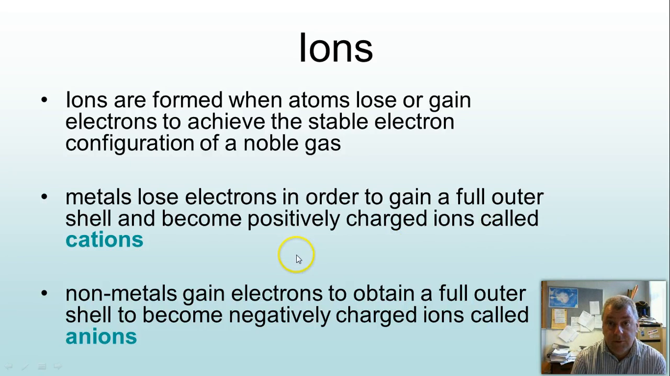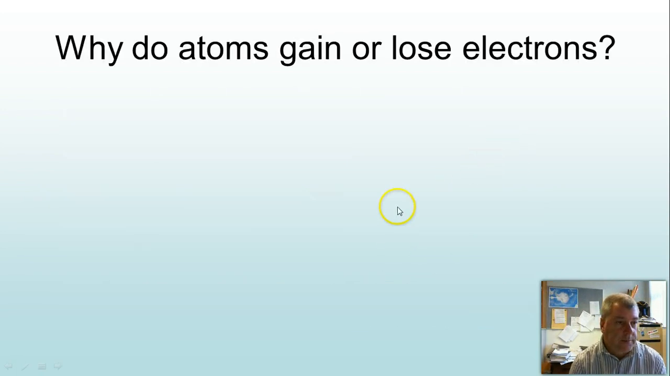Non-metals, however, and we'll look at this when we do covalent bonding a bit more, they can gain electrons to fill their outer shell. So typically we're talking about 8 electrons in the outer shell, so the non-metals will have 5, 6 or 7 electrons in their outer shell. So it's much easier for them to gain 1, 2 or 3 electrons than to lose all those electrons. And therefore they become negatively charged ions called anions. And remember they're on your information sheet as well.